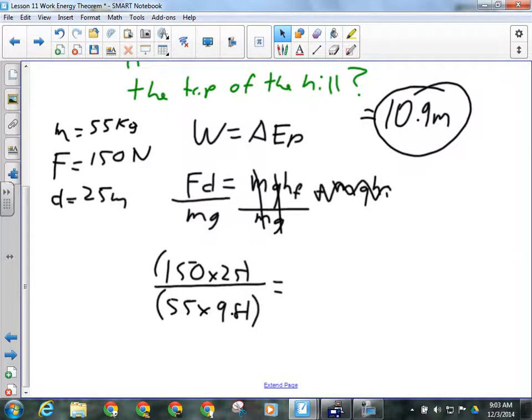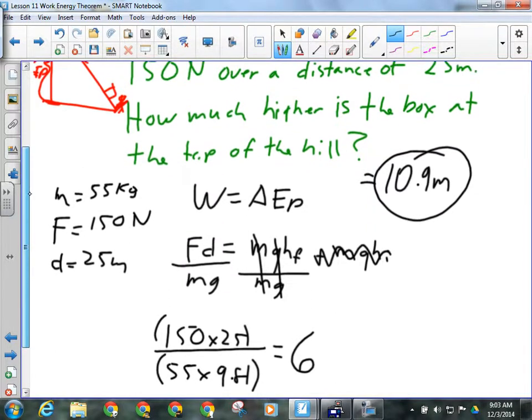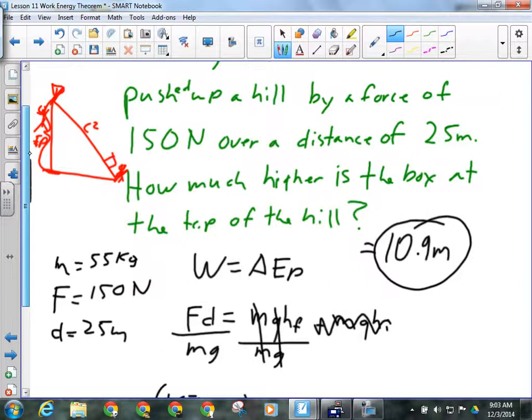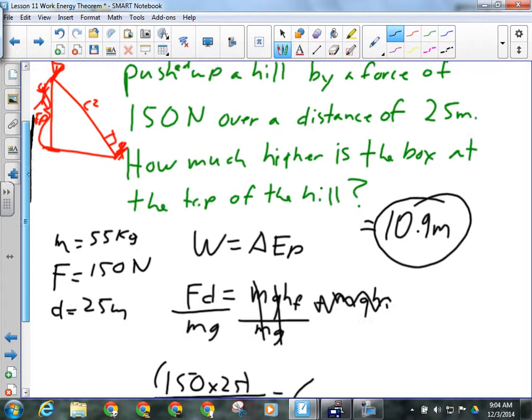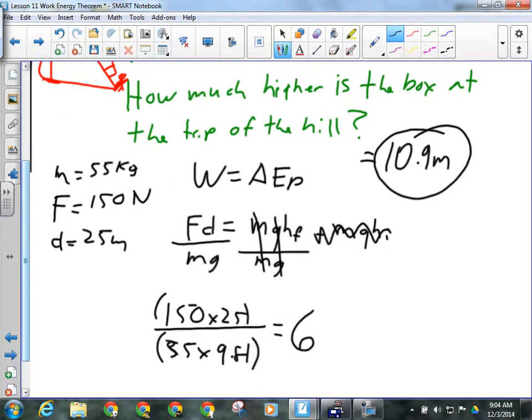So we got 150 times 25, divided by 55 times 9.81. All right, so we got 6.95 meters. I have no idea why it says 10.9. Huh, that would be why. I just went by this because it was the one I could see. All right, we'll change that to 35. That'll come out to 10.9 because I'm dividing by a smaller number. Okay, so 10.9 meters will be the final height, or the height of the ramp.